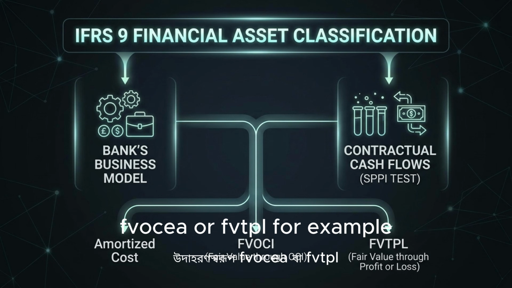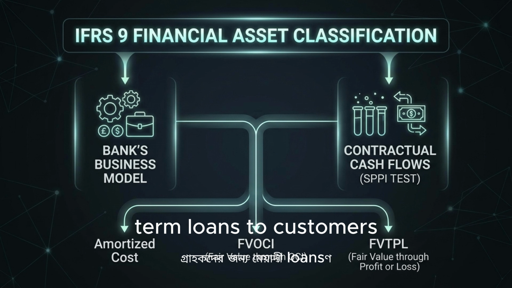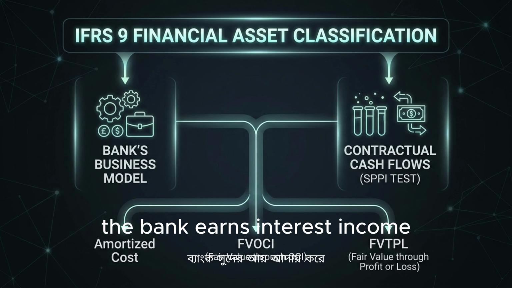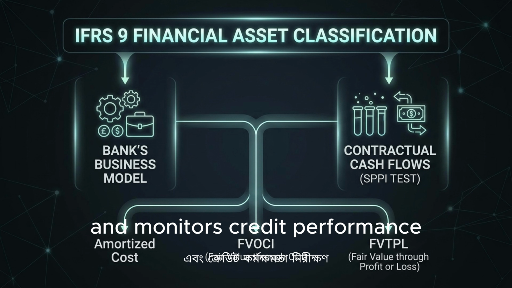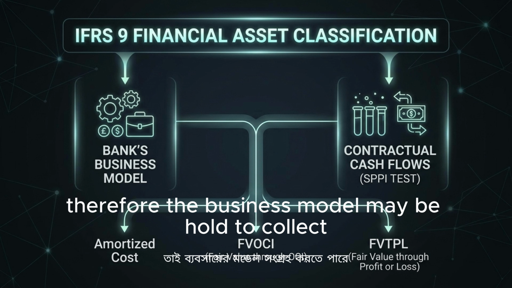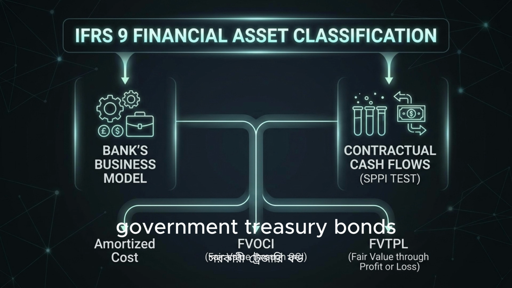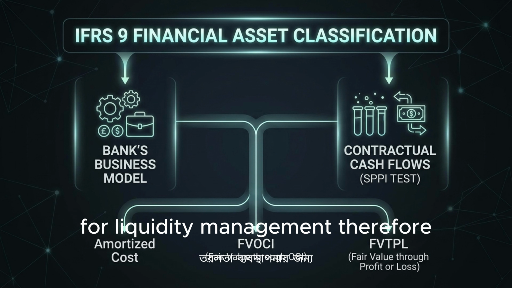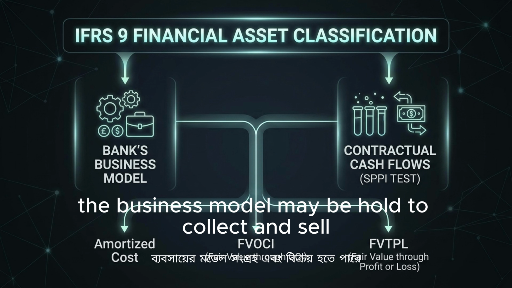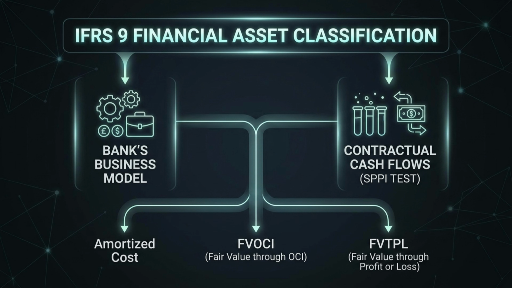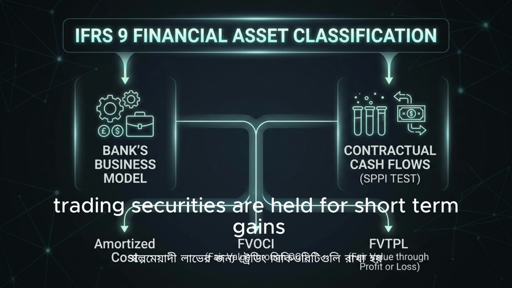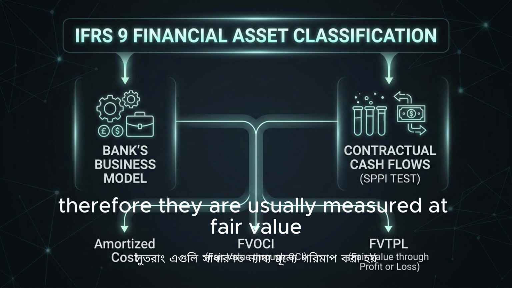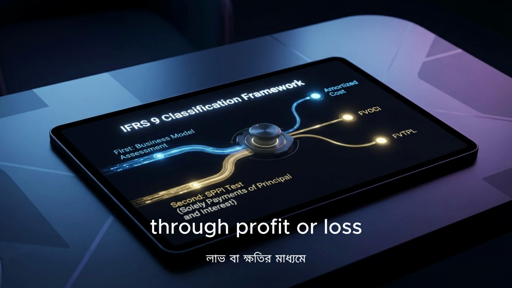For example, term loans to customers are usually held to collect contractual cash flows. The bank earns interest income and monitors credit performance. Therefore, the business model may be held to collect. Government treasury bonds may be held both to collect interest and to sell for liquidity management. Therefore, the business model may be held to collect and sell. Trading securities are held for short-term gains and are evaluated based on fair value movement. Therefore, they are usually measured at fair value through profit or loss.